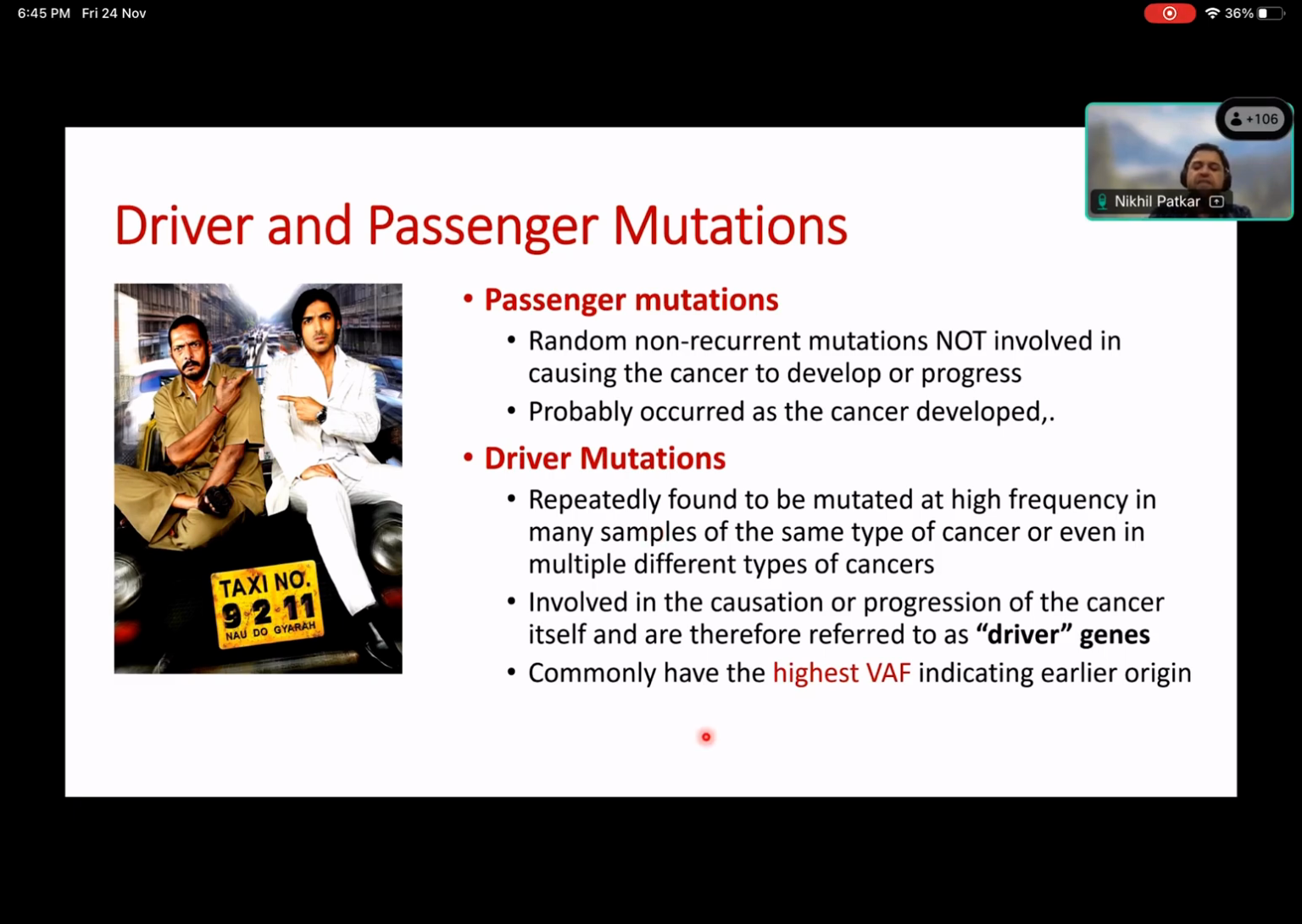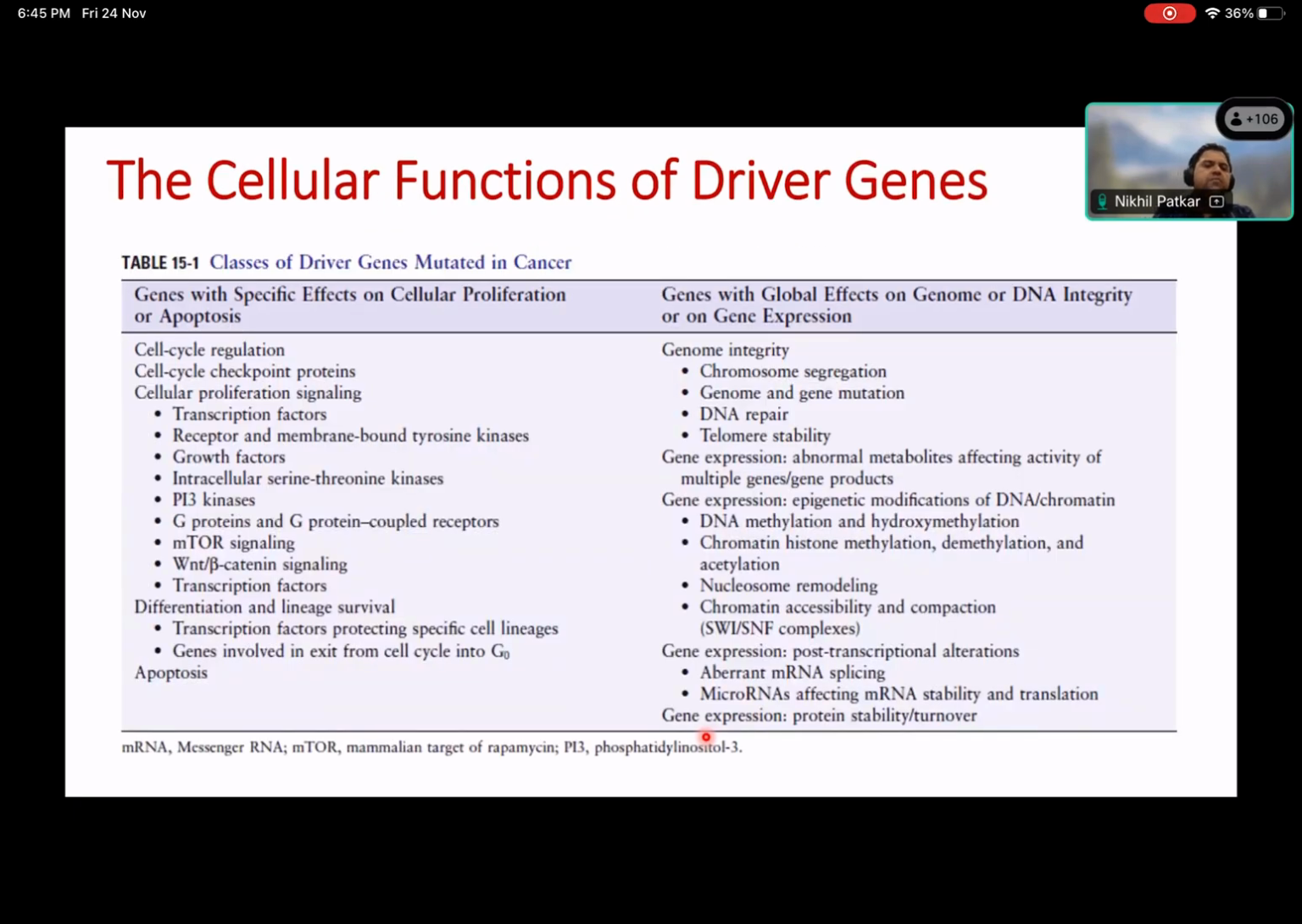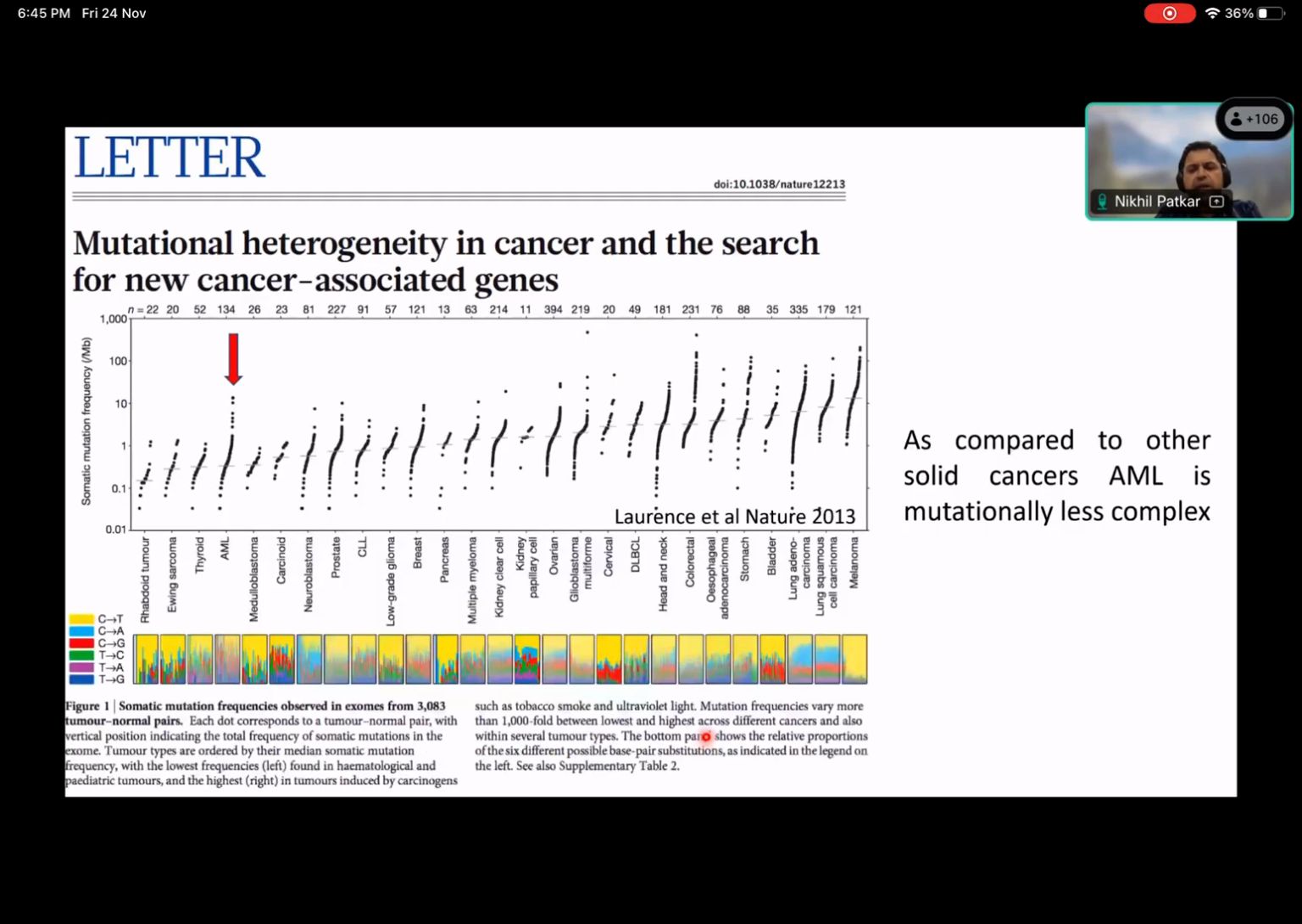Commonly, these had higher VAFs indicating earlier origin. Now, these particular mutations can have different cellular functions depending on the gene that is involved. But as compared to solid cancers, the AML on the whole has a lesser number of mutations, approximately 5 to 12 mutations in the entire genome.